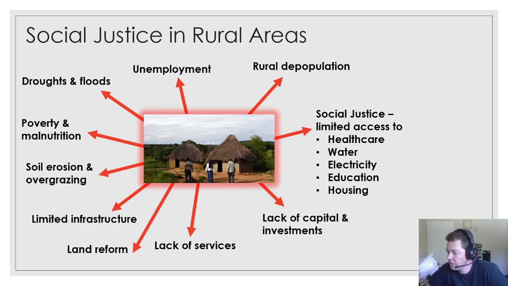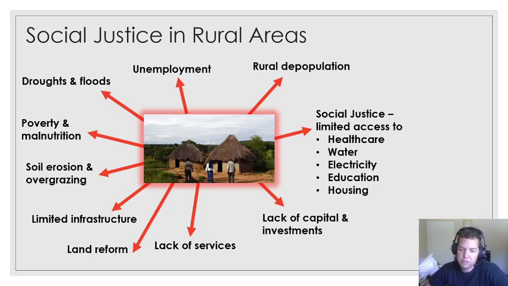If we continue going clockwise, we talked a bit about lack of capital and lack of investments, which is people are not pouring money into rural areas. The lack of services, things like the police services, things like internet, waste disposal, those are services which are not happening in many rural areas. Land reform we'll talk about as well, that is giving people actual rights to live and work on land. The limited infrastructure, we know things like roads, street lights, bridges, drainage systems, those are also lacking in rural areas.